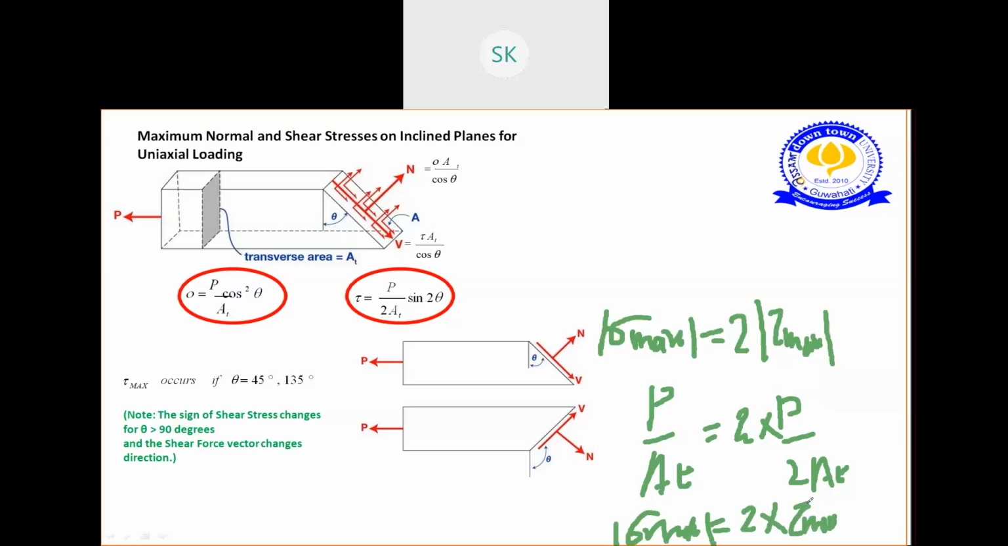Clear this part? This part is clear? Please respond.